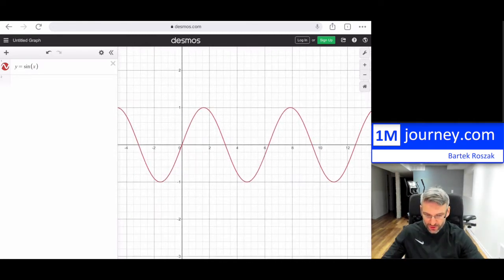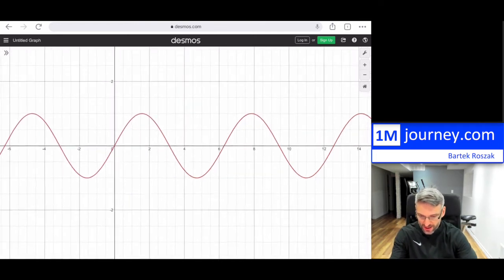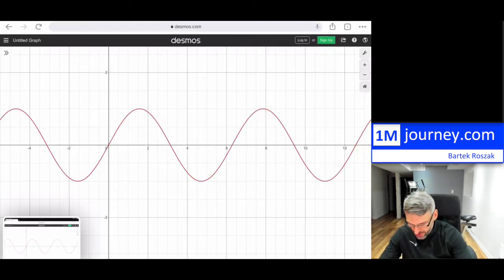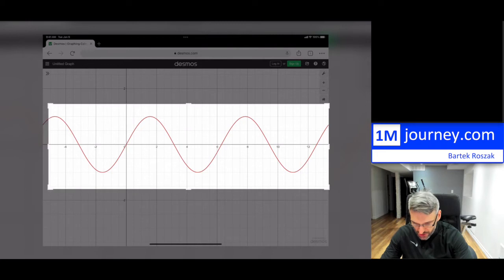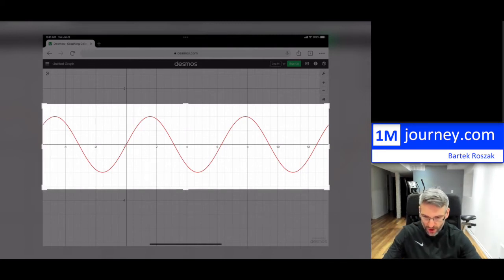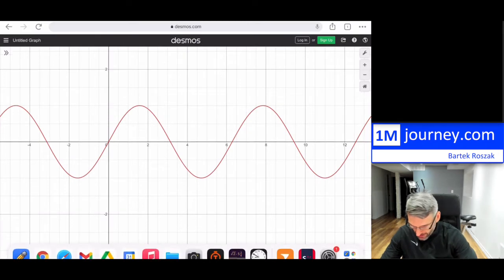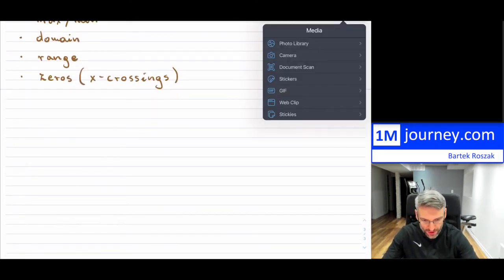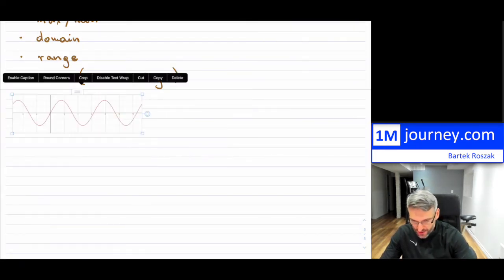So maybe what I'll do is I'll try to capture this. Let me hide this away, and let's try to capture this. I'm going to capture it like this, break it down, and insert it into our notes. Okay, so let's say done. And let me go back into our notes so that our view is a little bit nicer than we had. Okay, so here it is.